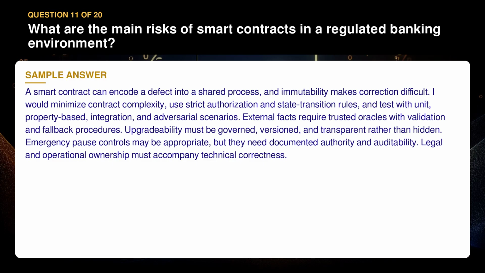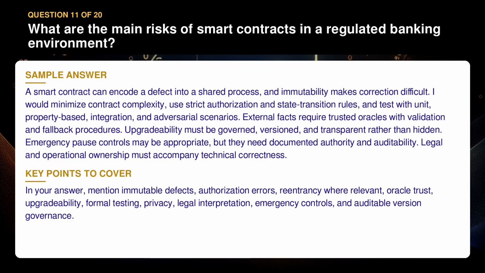I would minimize contract complexity, use strict authorization and state transition rules, and test with unit, property-based, integration, and adversarial scenarios. External facts require trusted oracles with validation and fallback procedures. Upgradability must be governed, versioned, and transparent rather than hidden. Emergency pause controls may be appropriate, but they need documented authority and auditability. Legal and operational ownership must accompany technical correctness.